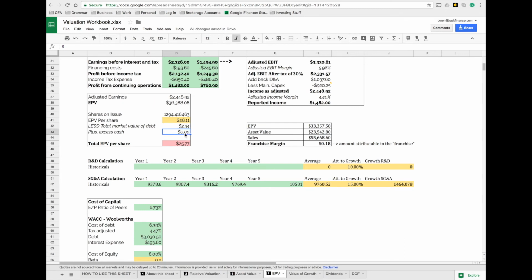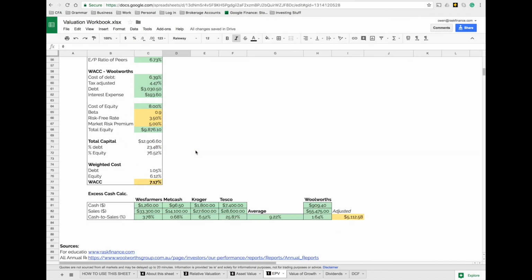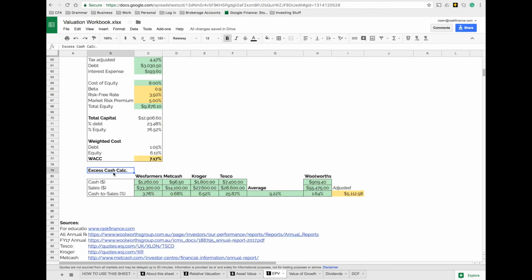With the cash, what we're saying is, remember, we're looking for maintainable earnings for this business. So if there's any cash that's in excess of what we would say is a necessary or maintainable amount of cash, then we'd have to add that back. So you can see down the bottom here that I've done an excess cash calculation. Essentially, I've taken cash for each of the competitors, sales for each of the competitors, and worked out the cash to sales ratio, because that might give us an indication of what is normal for a retailer in the supermarket space.